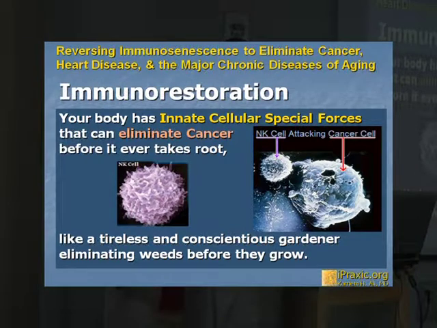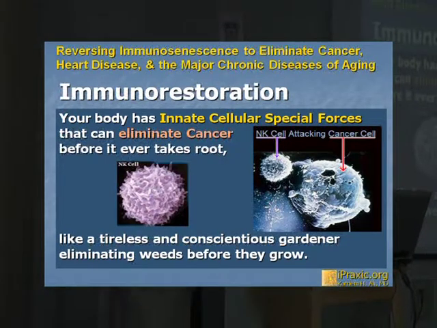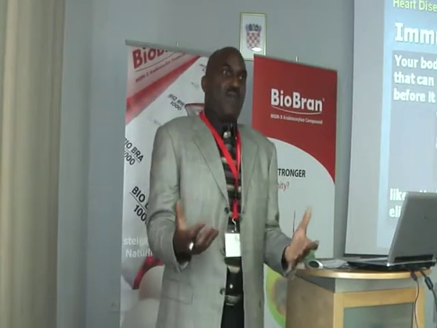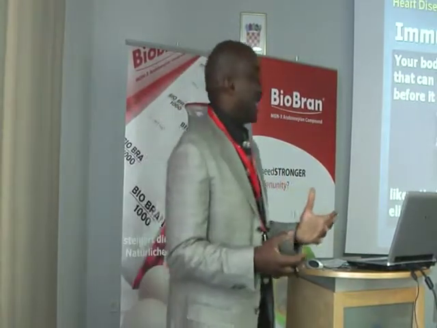So this is something I've kind of already gone into, but your body has innate cellular special forces that can eliminate cancer before it ever takes root. And this is the famous picture that everybody has a copy of. And it's like a tireless and conscientious gardener eliminating weeds before they grow. And I use that as another analogy, again, recognizing this community of cells that is your body. We think of it as our body. It belongs to us, we put clothes on it, we buy a house for it, it's ours. You know, we pay taxes on it, all those things, okay?